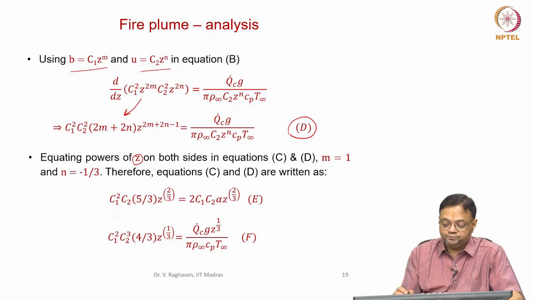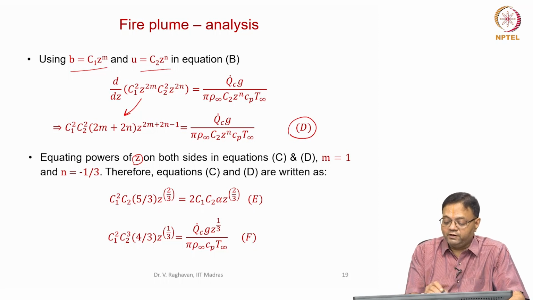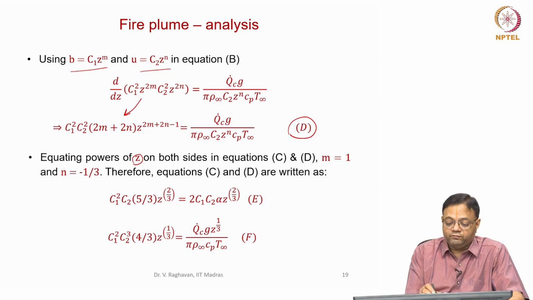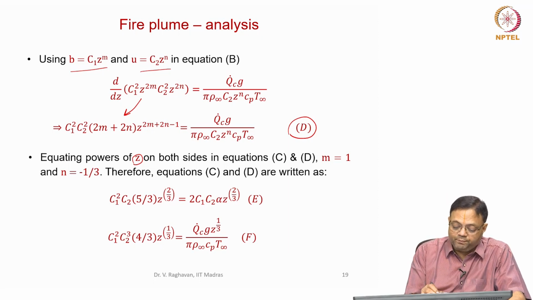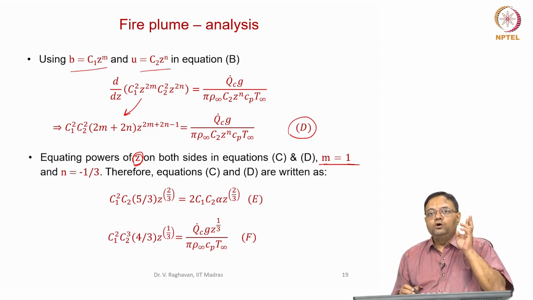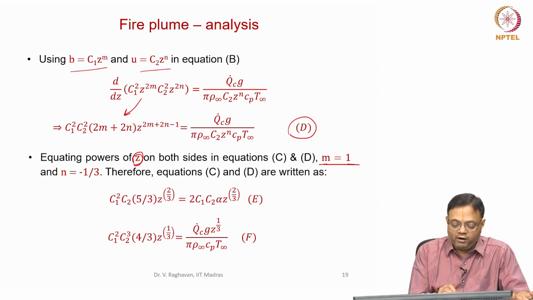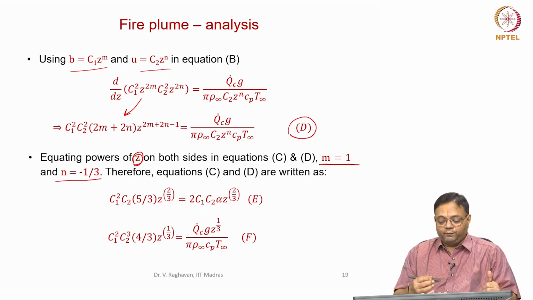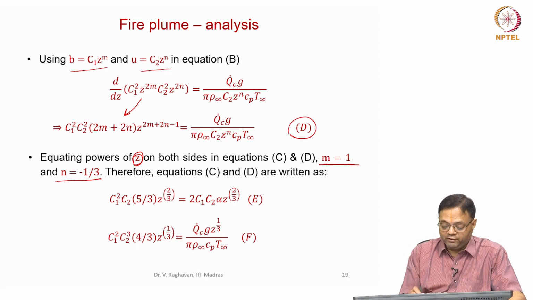I get one expression. Similarly, in equation D also, here z power minus n is there in the right hand side, here z power 2m plus 2n minus 1 is there. So, if you equate the powers of z on both sides in equations C and D, I get the values of m and n, because I generate two equations now. There are two unknowns, m and n. So, I get the values of m as 1, n as minus 1 by 3. Now, I substitute this in this equation. For equation C, I get equation E, for equation D, I get equation F.